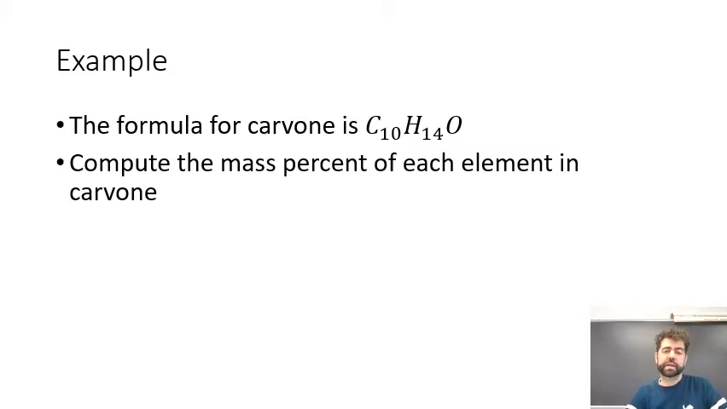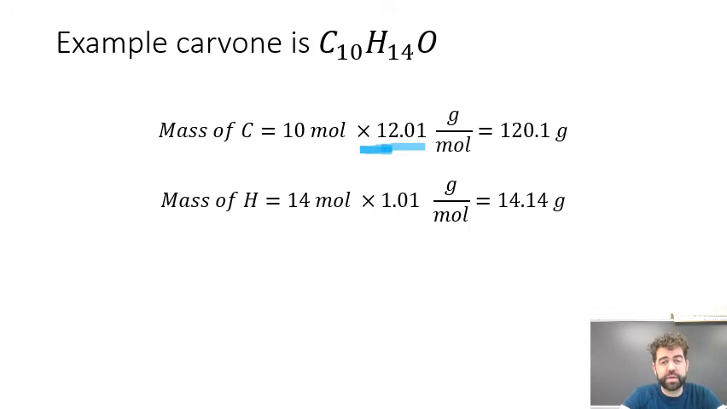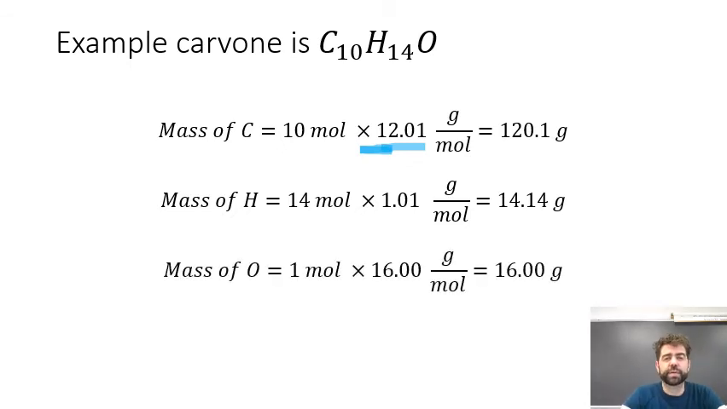Let's do another example, carvone, which is a chemical that's found in peppermint, wintergreen gum, among other spices and things. So we're going to compute the mass percent of each element in carvone, okay? So same as before, I'm going to look at carbon, and I have 10 of those, and from the periodic table, I know my atomic mass is 12.01. Move the decimal over, get my product. Hydrogen, there's 14. Multiply that, 14.14, and then oxygen, there's only 1 of them, which makes it easy.